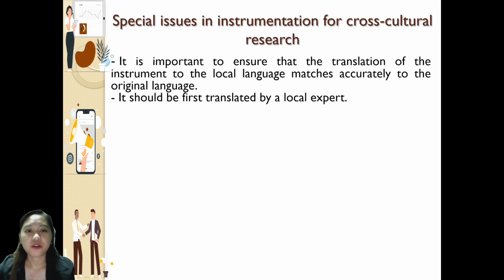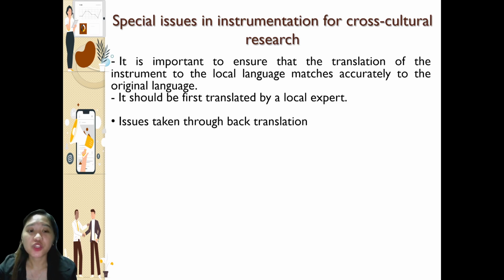So here, for example, supposing that a comparative survey is to be done between, let's say, Japan and the United States, and the researcher is a US national. So eventually, it must be translated first from English to Japanese. Then another bilingual should translate it back to English. Bilingual means the one who speaks two languages.